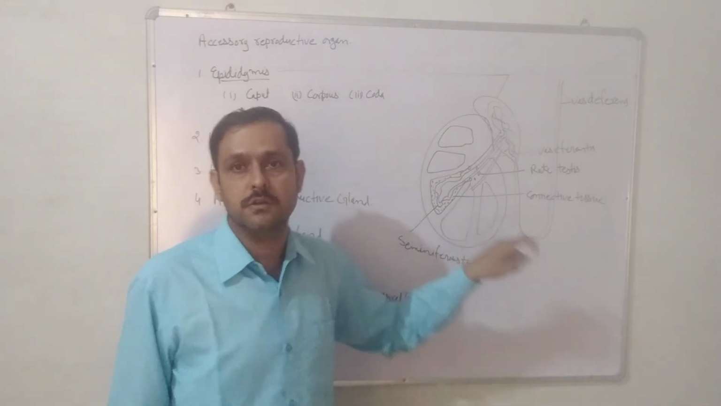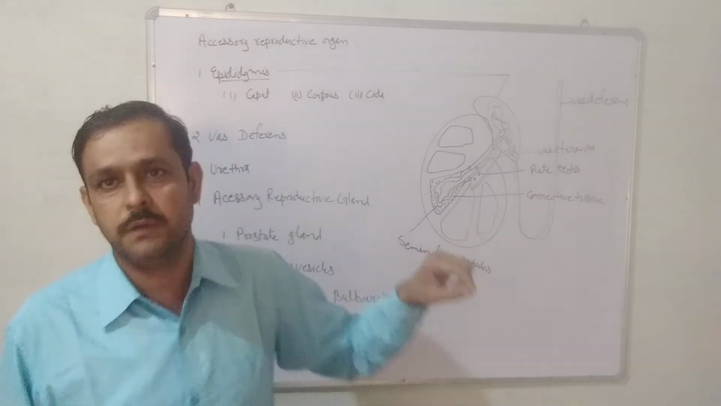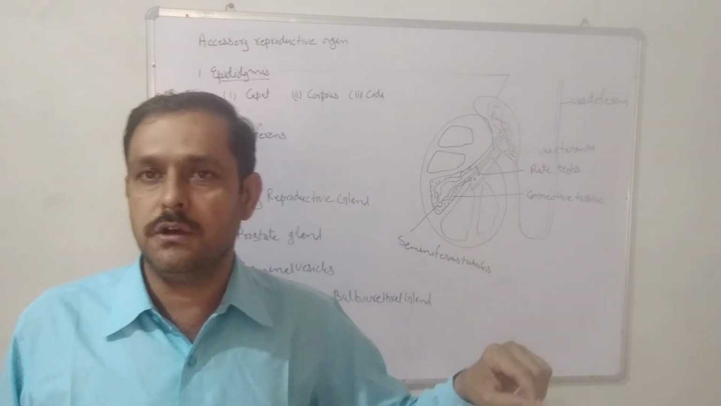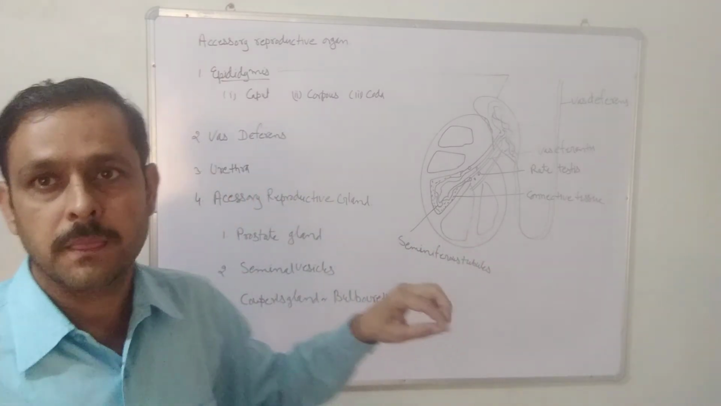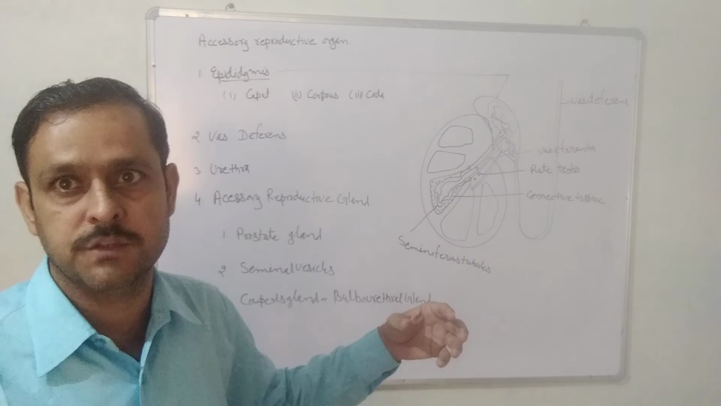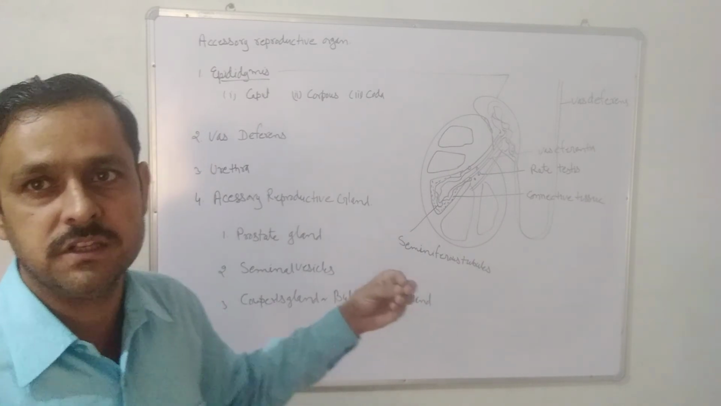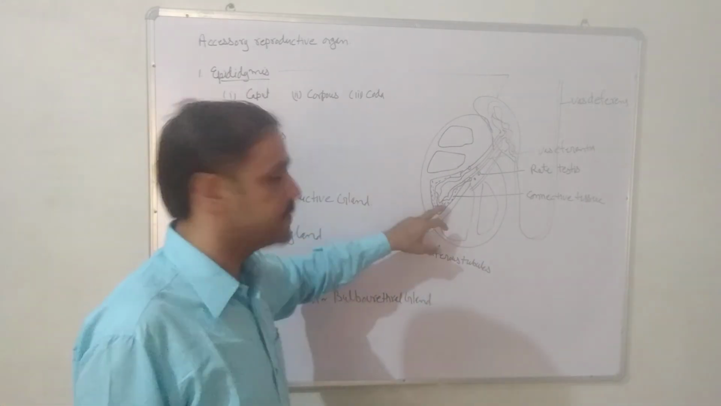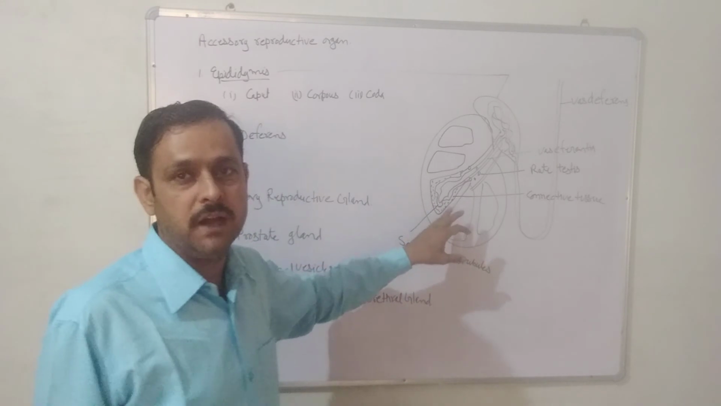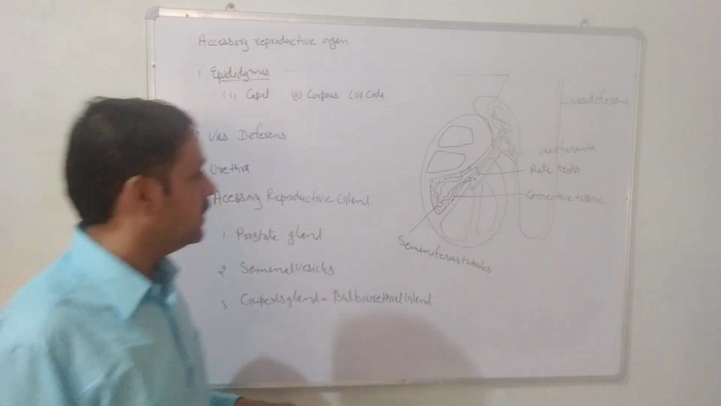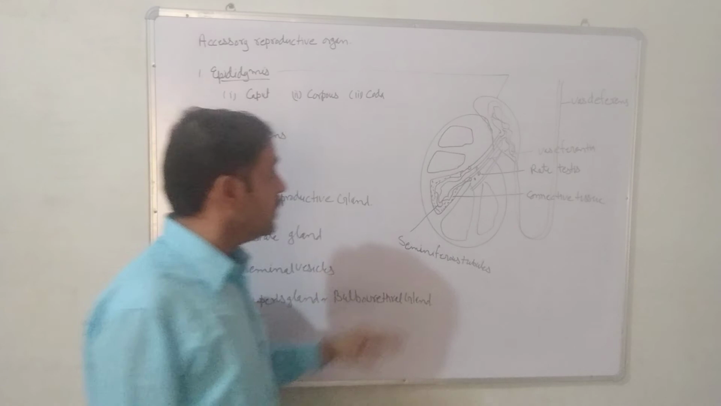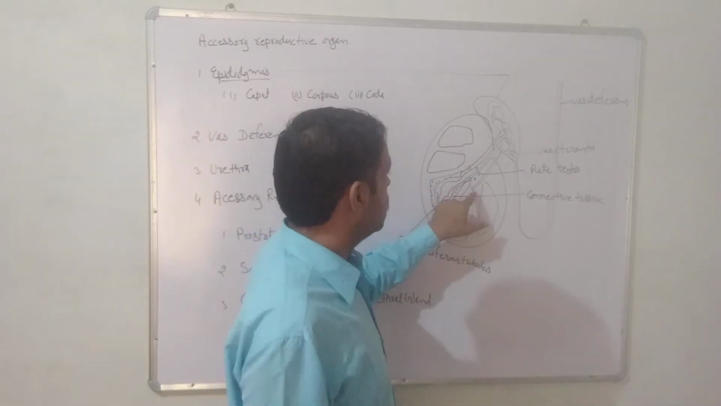In the seminiferous tubules there are two types of cells. First is the spermatogenic cell. By the process of spermatogenesis, new sperms are formed, and the other cells, the nurse cells, provide nourishment to these sperms.